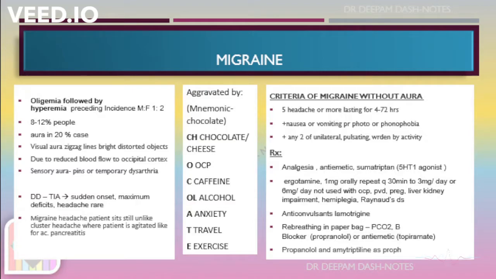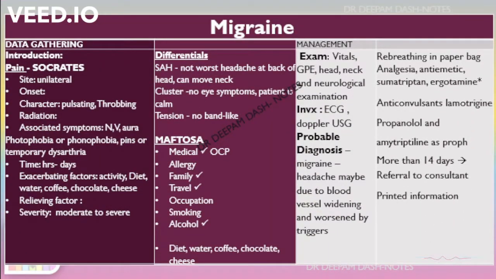The mainstay of treatment in migraine is analgesic and triptan. As far as the prophylaxis is concerned, propranolol and amitriptyline may be used. Coming to how the case is to be taken, the same applies. You take the SOCRATES, you have very distinct points in this. You need to look for the exacerbating factors, which may be because of diet, water, coffee, chocolate, cheese. And there are some questions in MAFTISA that are very important to be asked, such as oral contraceptive pills.